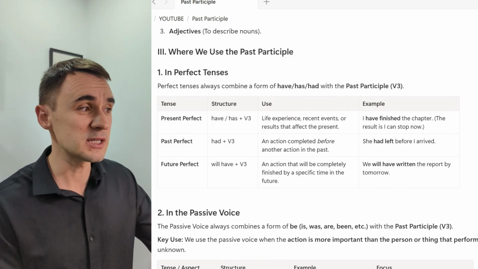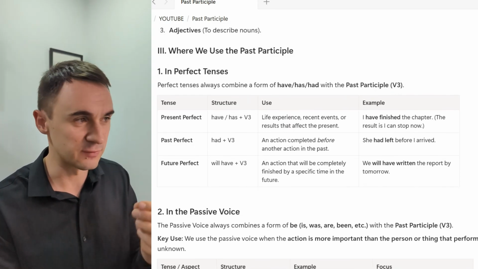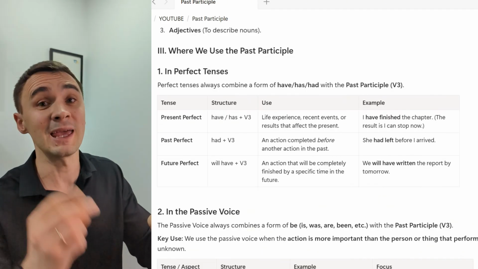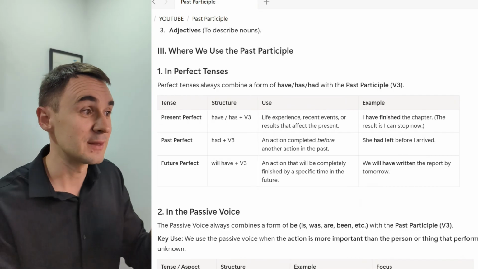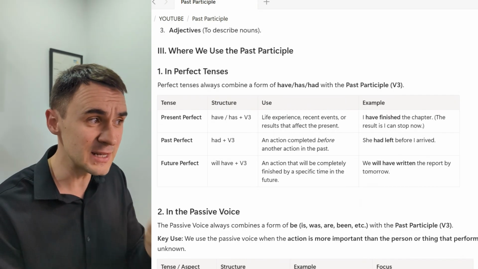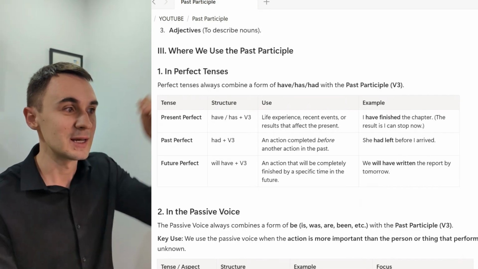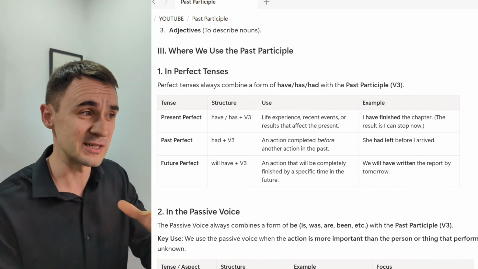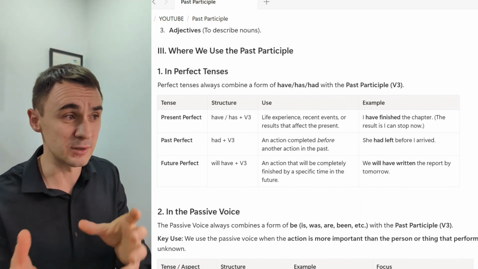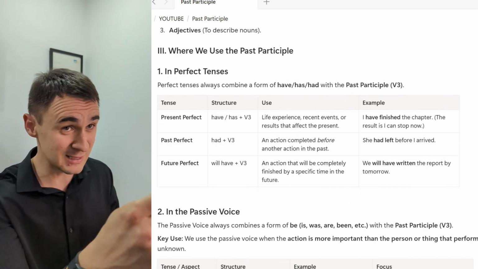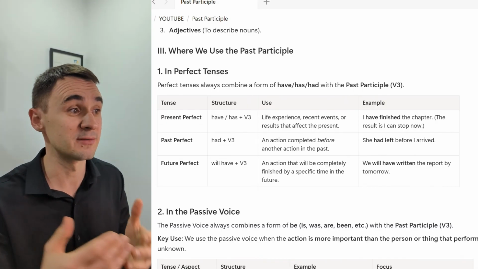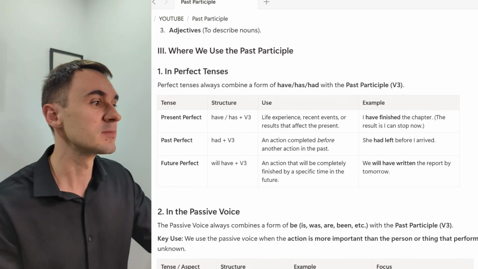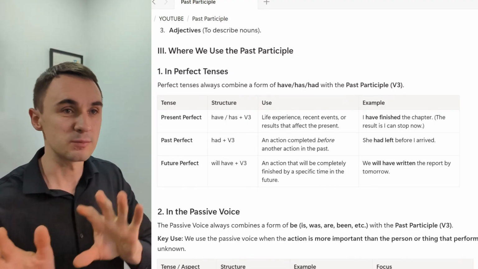Now, the last one is future perfect. The formula is simple: will have and V3. We use it to describe an action that will be completely finished by a specific time in the future, okay? For example, we will have written the report by tomorrow. By that time tomorrow, the report will have been written. So we will have written the report, right? Okay, that's about perfect tenses.